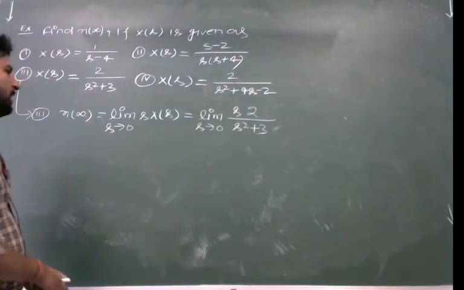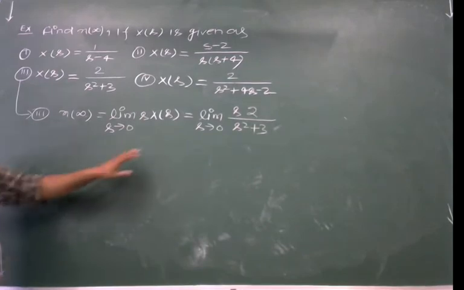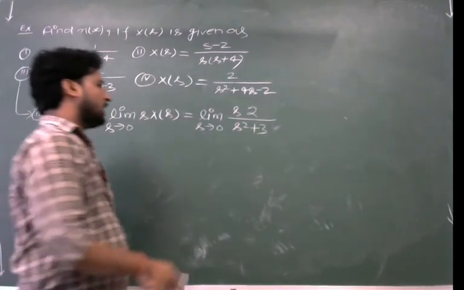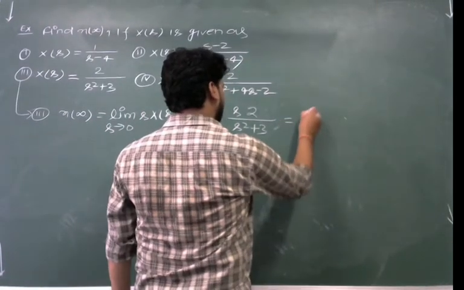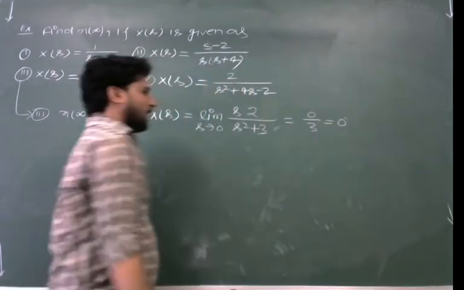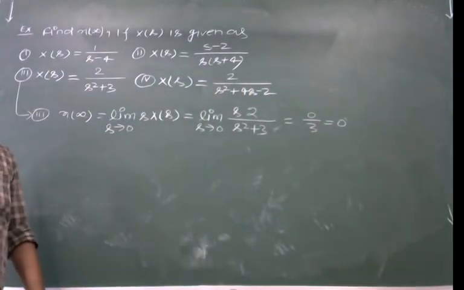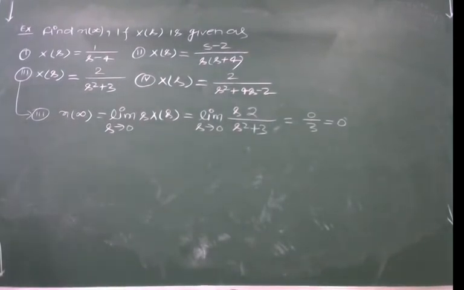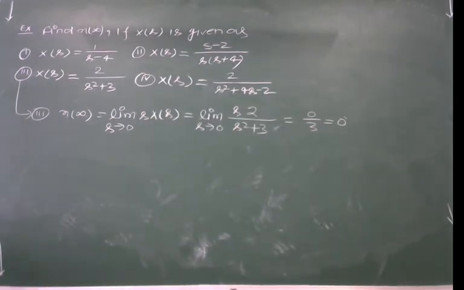Directly we can put the value as s equal to 0, and this will become 0 by 3, which is equal to 0. So the final value of the equation given in example number 3 will be equal to 0. In the C part, 2 upon s square plus 3.